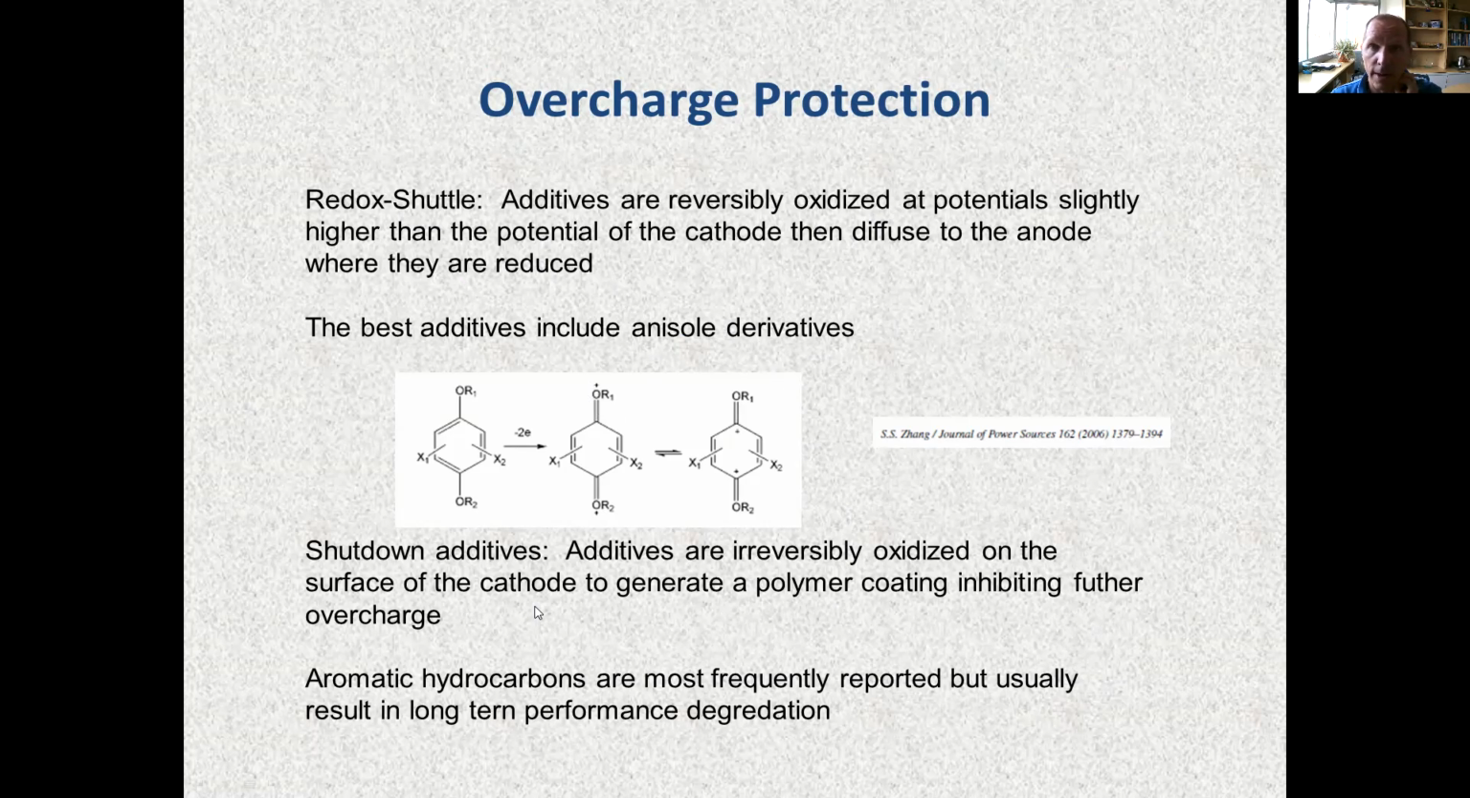Another type of electrolyte additive related to this is called shutdown additives. These are additives which are irreversibly oxidized on the surface of the cathode to generate a fairly thick polymeric coating, inhibiting further overcharge. Now, in the top case, with the redox shuttles, the battery can continue functioning as normal. However, these shutdown additives would destroy the battery. The battery would be dead. You'd no longer be able to charge and discharge the battery, and the battery would have to be discarded after that time.